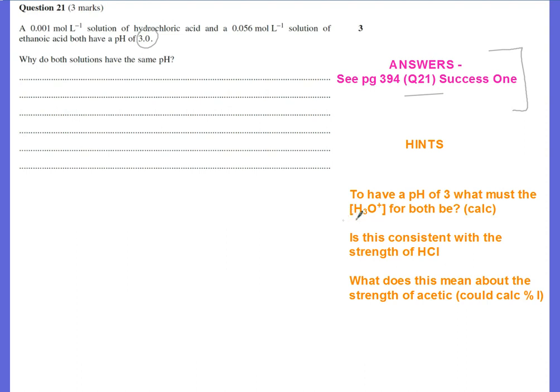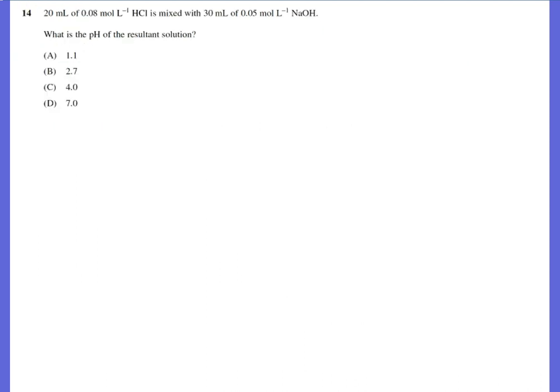So can you calculate what the hydronium ion concentration must be for both? Is that consistent with what you know about the strength of hydrochloric acid? And if you've calculated the hydronium ion concentration, what does that mean about the percent ionization of acetic acid? And therefore, can you explain why they've both got a pH of 3 even if they're at different concentrations?